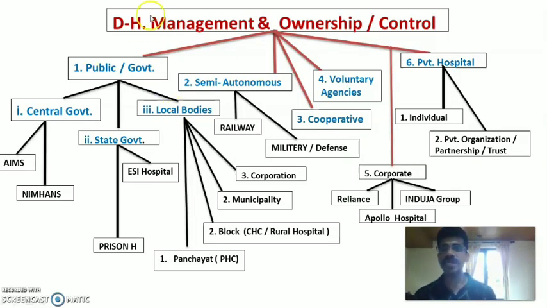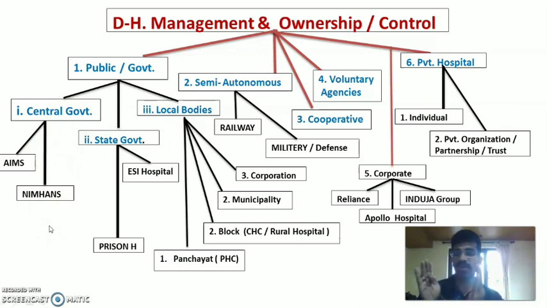Next let us see in detail the hospital categorization according to the management of the hospital, or according to ownership and control. We already said it is public or government hospital, then semi-autonomous hospital, cooperative hospital, voluntary agency hospital, and private hospital. Public or government hospital again can be categorized into central government hospital, state government hospital, local body hospital, etc. Central government hospital is under the direct control of the central government.